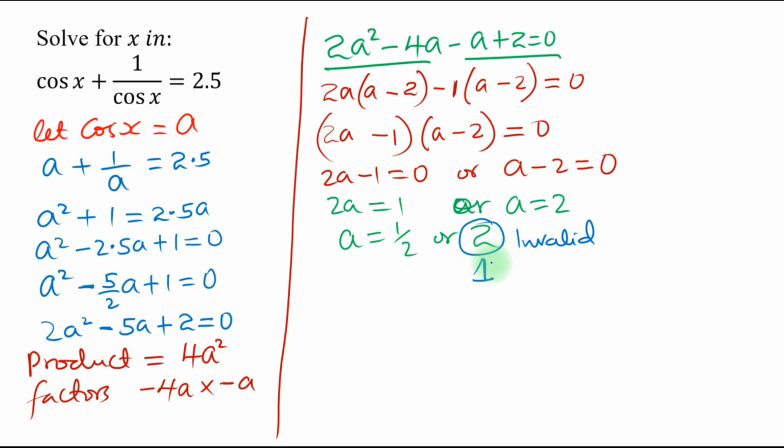Since if you use a calculator to get cosine inverse of a value like this, it cannot go beyond 1. So this will give a math error. Therefore, cosine x will be equal to a half. So x will be cosine inverse of a half, which is the same as 0.5. Using a calculator, you should be able to get x as 60 degrees. And that's how you solve this kind of question in trigonometry.